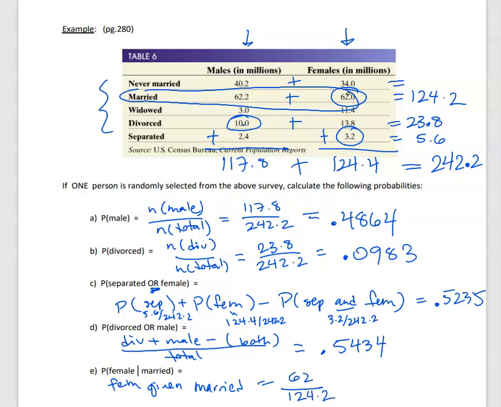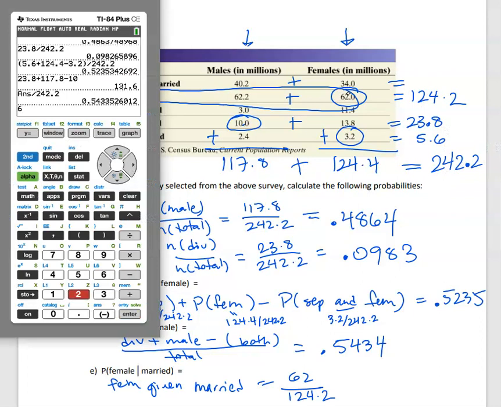And so we're looking at the married people. There's 124.2 million of those. 62 of them are females, so we get this probability. Wait, it's the other one that is 0.2, because this goes 0.4. 124.4. I see, I confused myself. These numbers are so similar, the 124.4 and the 124.2.